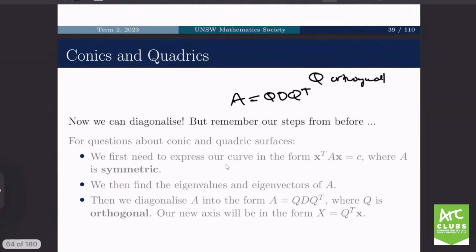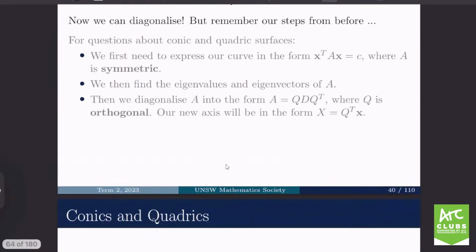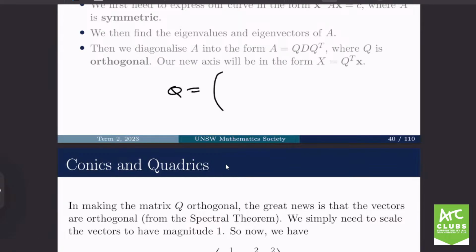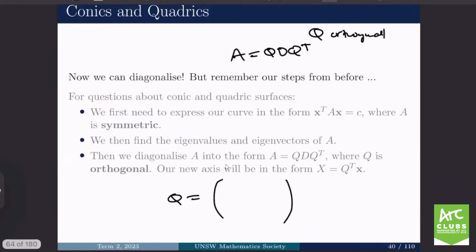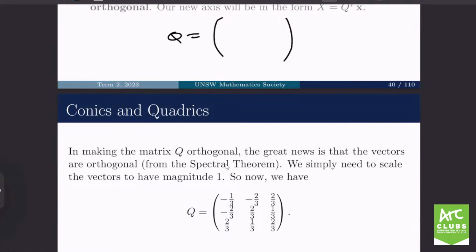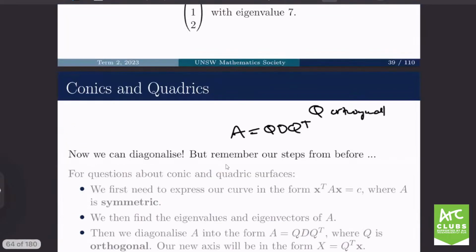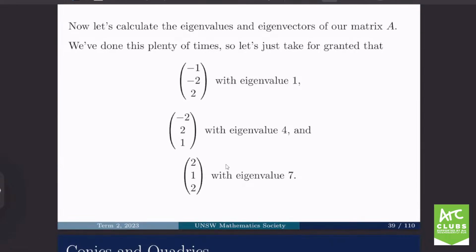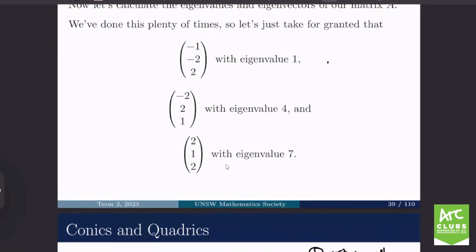And if that's the case, what we need is our 3 columns. So Q will be columns with our eigenvectors. We just need to keep in mind that in order for it to be orthogonal, we'll need to scale the vectors to have magnitude 1, so they form an orthonormal basis. Now keep in mind, by the spectral theorem, because we have a symmetric matrix, these are already orthogonal. That's fine, we don't have to check that. We just have to scale their magnitude.